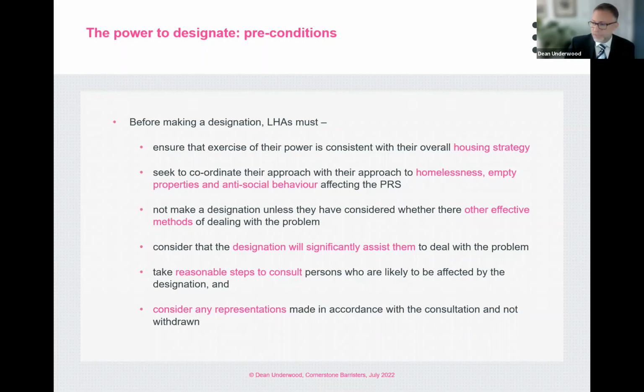Fourthly, the local housing authority must consider that the designation will significantly assist them to deal with the problem. Again, that's not a particularly difficult condition to satisfy. And then critically, a point to which we will come back in due course, they must take reasonable steps to consult persons who are likely to be affected by the designation, and then consider any representations made in accordance with that consultation exercise that are not withdrawn. So if you are looking to designate an area that is subject to additional, or indeed, as we'll come on to see, selective licensing, then these are the additional preconditions that you need to check and make sure that you have satisfied before you go ahead with any consultation, I would suggest, in the first place, and then subsequently designation.